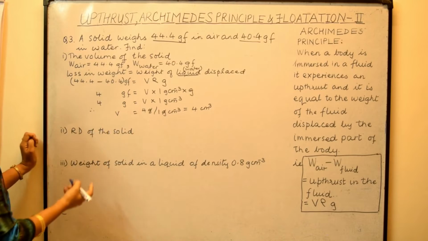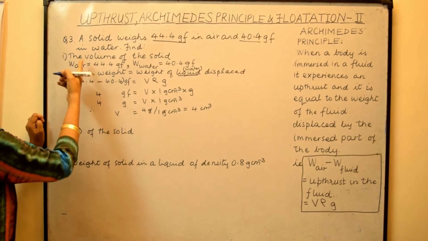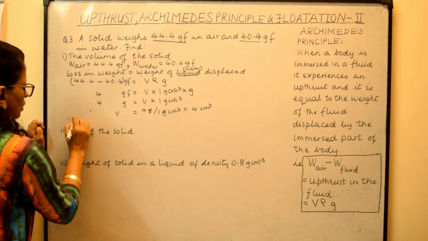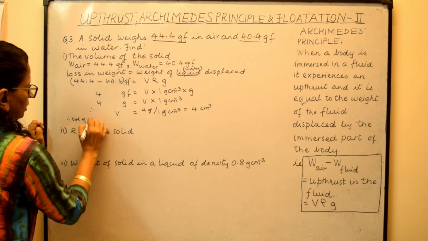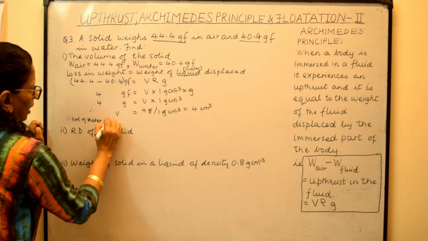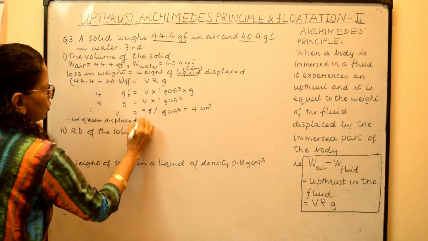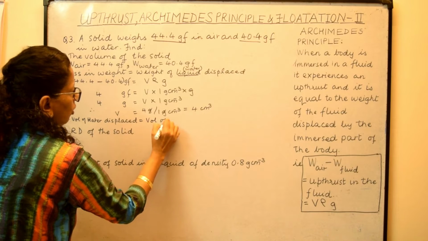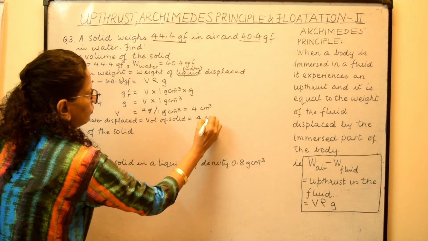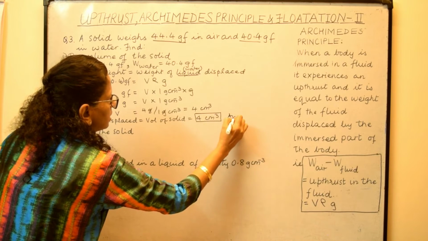Now this volume is the volume of water displaced. We are asked volume of the solid. So we will say therefore volume of water displaced is going to be equal to the volume of solid, and that is equal to 4 centimeter cube, and that is our answer 1.